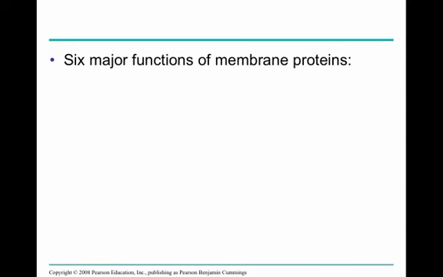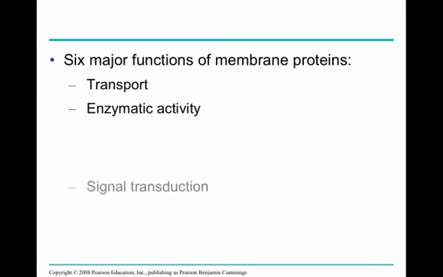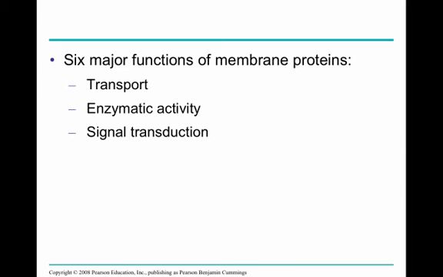So proteins will do 6 big jobs in a cell. There are 6 different things they can do. They can transport material across the cell. They can be involved in enzymatic activity, encouraging reactions to happen as they are built into the membrane. They are involved in signal transduction, which means they can receive messages or molecules from the outside of the cell and send that message to the inside of the cell. This is how cells communicate.